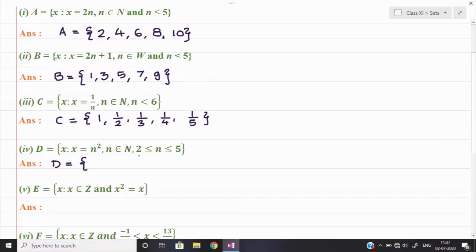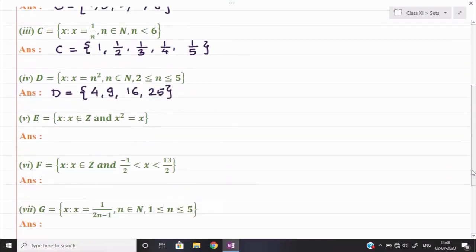Value of n lies from 2 to 5. So I will take the values 2, 3, 4 and 5, because here n is given more than or equal to 2, less than or equal to 5. Now if I take 2, the square of 2 will be 4, the square of 3 will be 9, the square of 4 will be 16, and the last value will be 25. Okay.